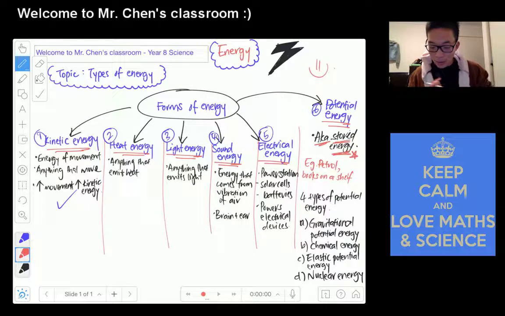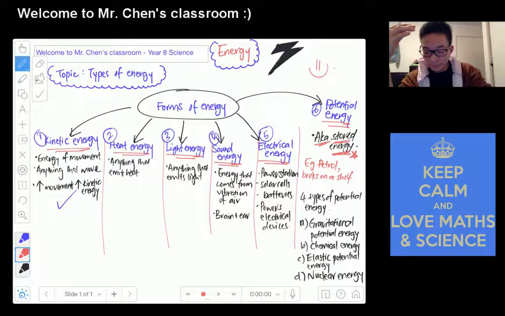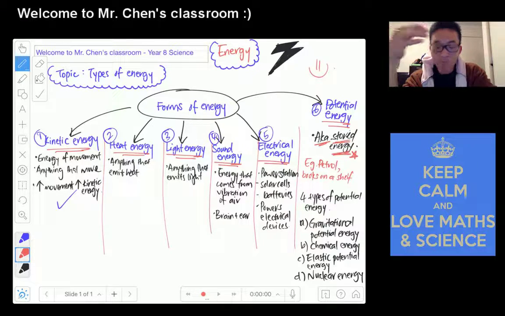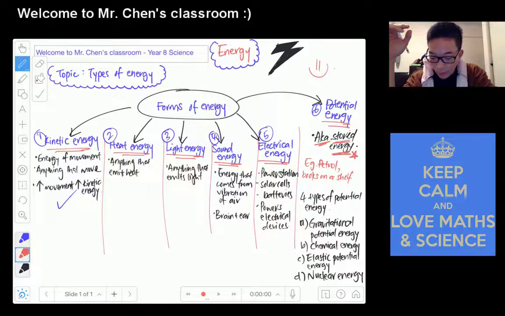So what comes to mind when you think of things that have a lot of stored energy? The two things that come straight to my mind are petrol and a book on the shelf. Petrol, as we know, if we burn petrol, it's going to turn into heat energy and light energy. And a book on the shelf.